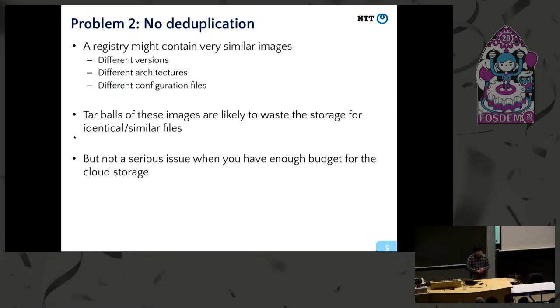And the second problem is that tarball doesn't support data deduplication. So the container registry may contain very similar but slightly different images with different versions, or with different CPU architectures, or with different configuration files and so on. So the tarballs of these images are very likely to waste the storage. But this is not a huge deal when you have enough budget for the cloud storage that is used as the backend of the registry.